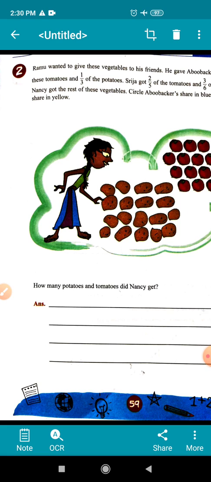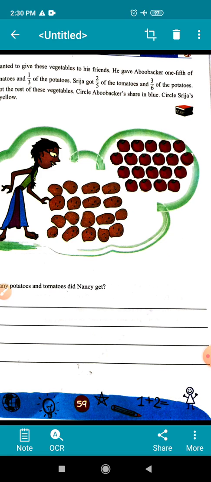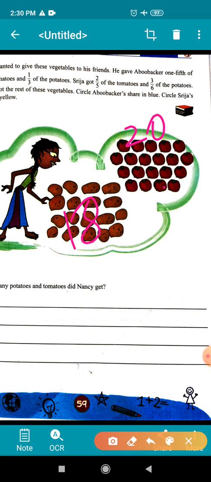So children, to circle the potatoes and tomatoes, first you have to calculate how many potatoes and tomatoes each of them is getting. Okay, so let us start. First of all, we will count how many tomatoes there are. When we count, we get 20 tomatoes, and there are 18 potatoes, right?